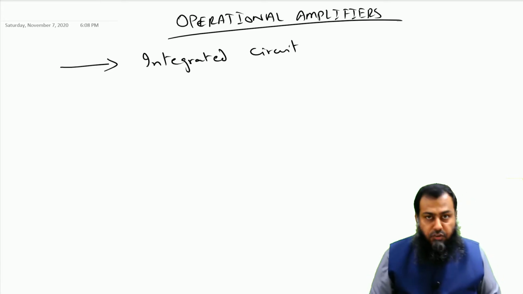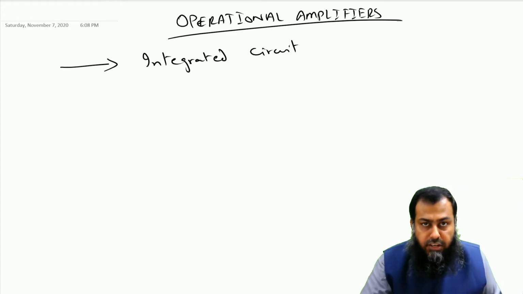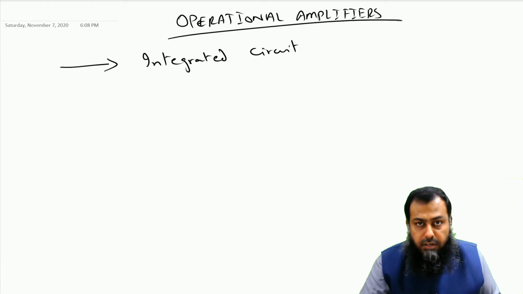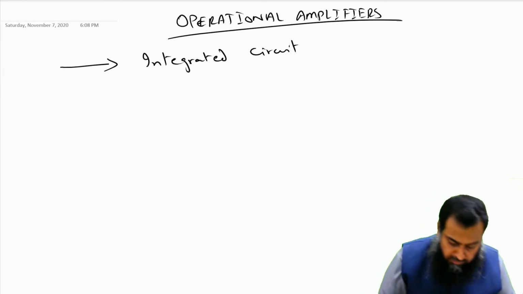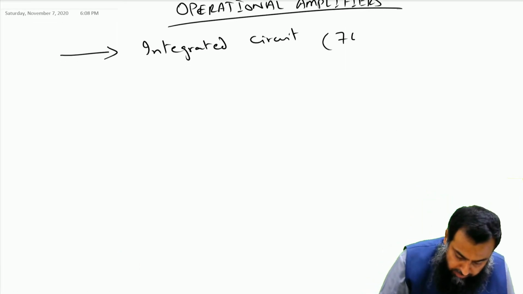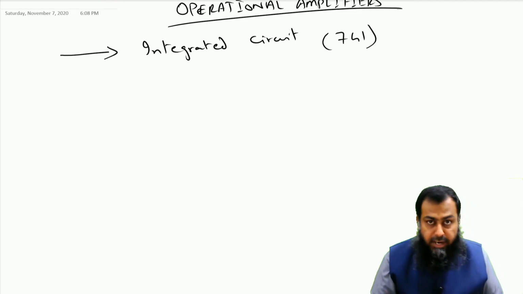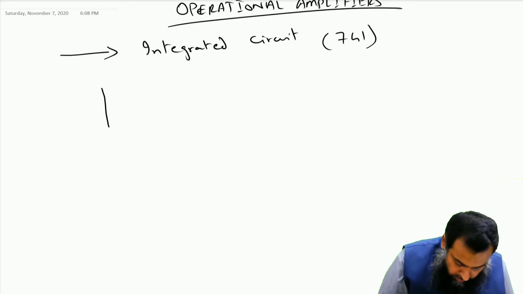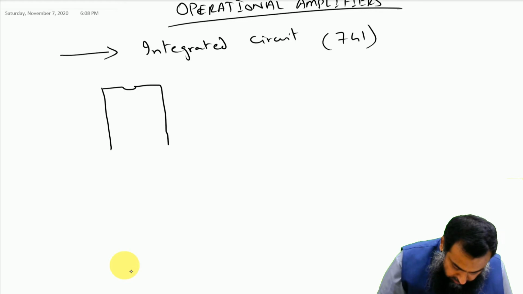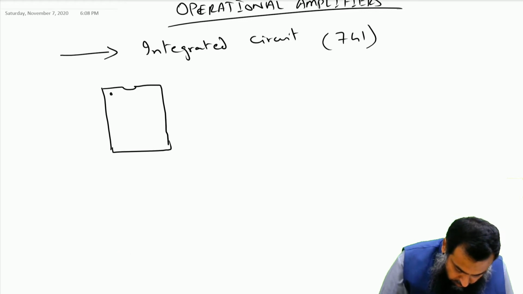So it is an integrated circuit which comes in various versions, the most famous one being the 741 operational amplifier. The 741 is the most commonly used operational amplifier. It is an 8-pin IC. So let me draw the dual inline package version of the 741. We have a small groove here.